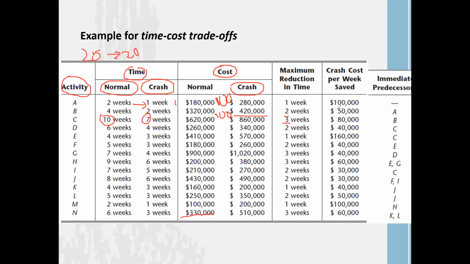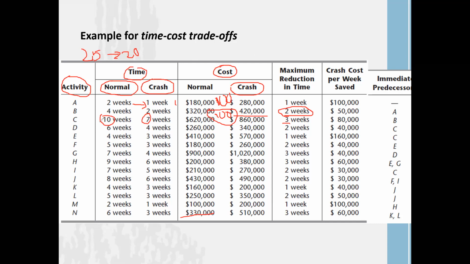That means per week, how much of the additional cost? This 100,000 is for 2 weeks, right? Because you are reducing a maximum of 2 weeks. Once we are reducing a maximum of 2 weeks, from 4 weeks to 2, you have to incur an additional 100,000. That means per week you are incurring $50,000 per week, right? We are talking about the crash cost per week, right? That is the crash cost per week.